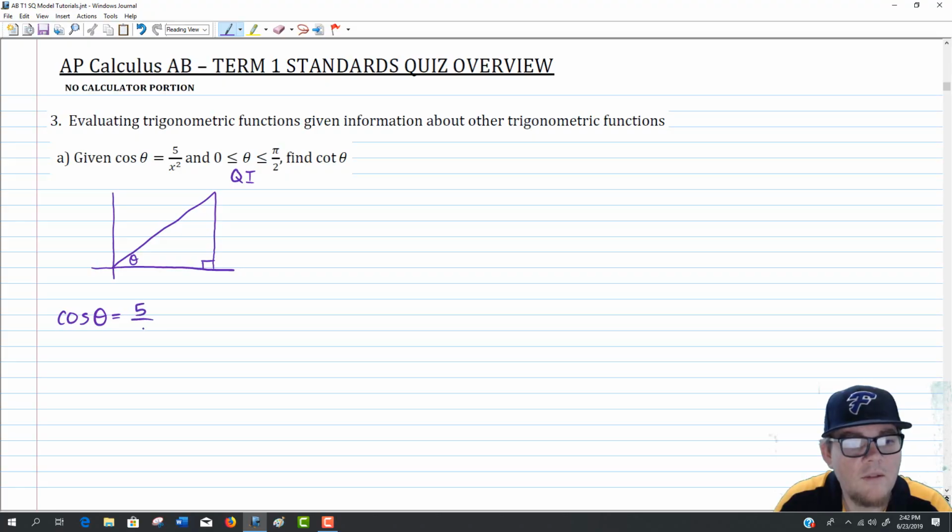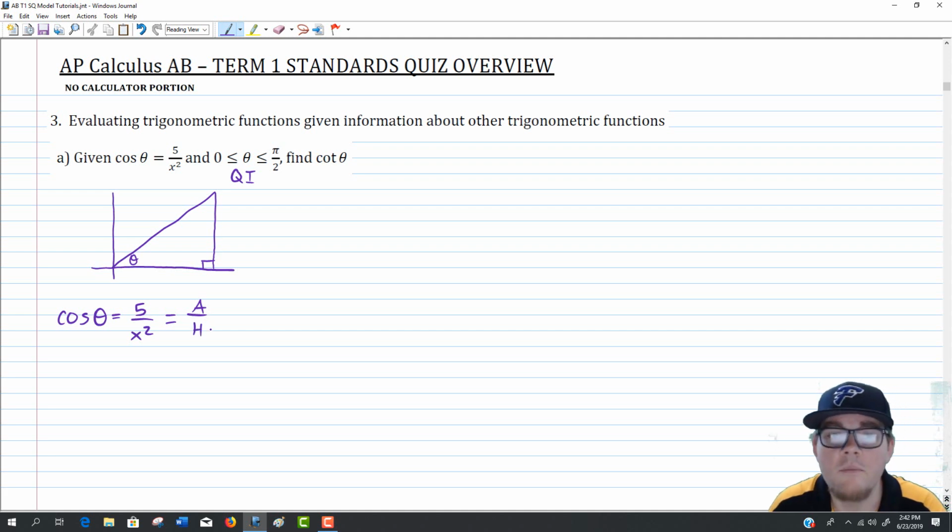So in thinking about this, if cosine equals 5 over x squared, of course cosine is adjacent over hypotenuse. You might know that from SOHCAHTOA. So the adjacent will be 5. The hypotenuse is going to be x squared. So we've got two sides of the 3 labeled for this right triangle, but we don't have that third side. And that third side is going to be essential because cotangent of theta is adjacent over opposite. So we're going to need that opposite side right over here.